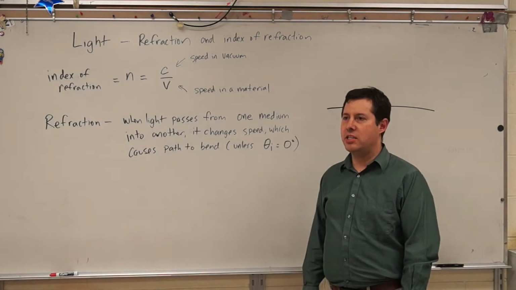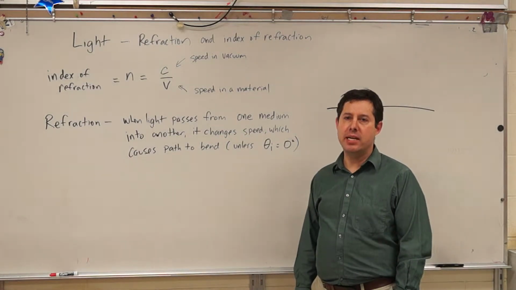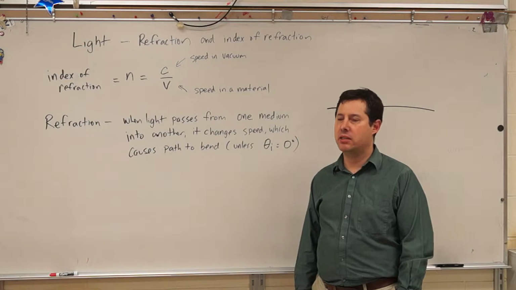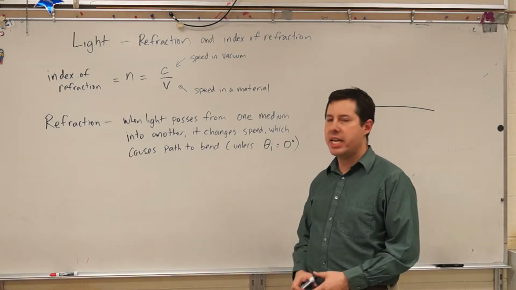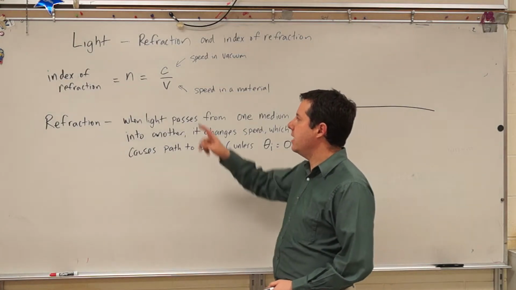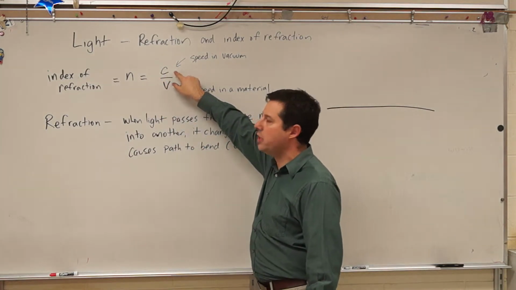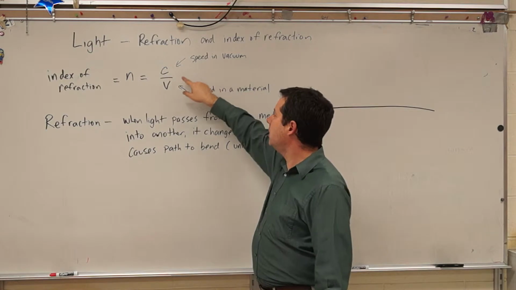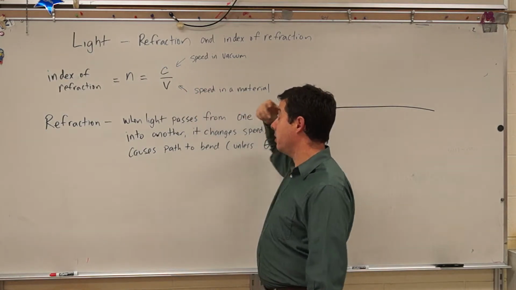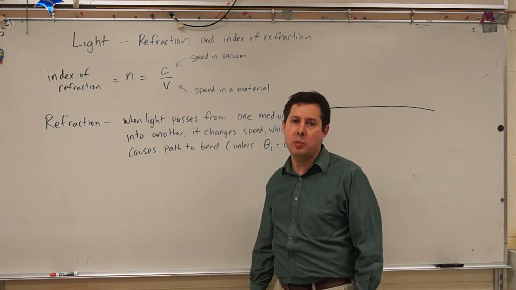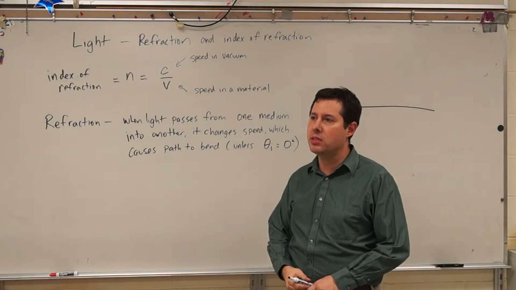Hi, I'm here today to talk about refraction and this term that we call the index of refraction. The index of refraction is just defined as a ratio. It goes by the letter n and it is equal to the ratio of the speed of light in a vacuum to the speed of light in a material. So light changes speed when it enters certain materials.